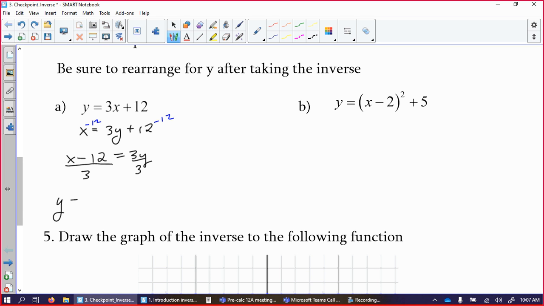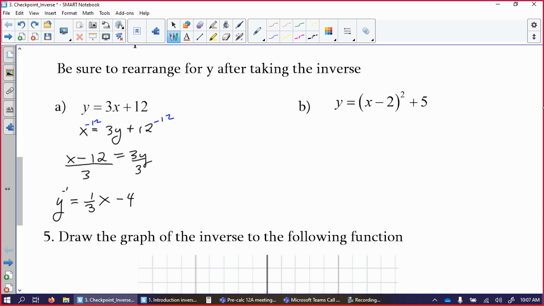So I'm going to put the y over on the left just because of convention. X over 3 is the same as 1/3 x. Negative 12 divided by 3 is negative 4. So the inverse of our original function is 1/3 x minus 4.